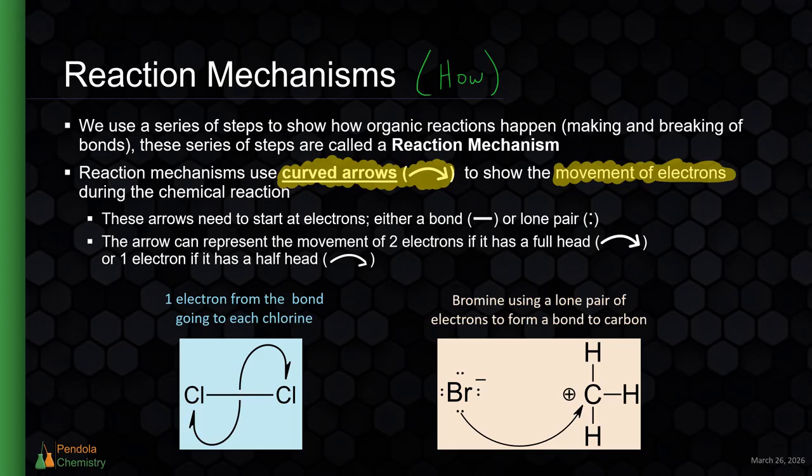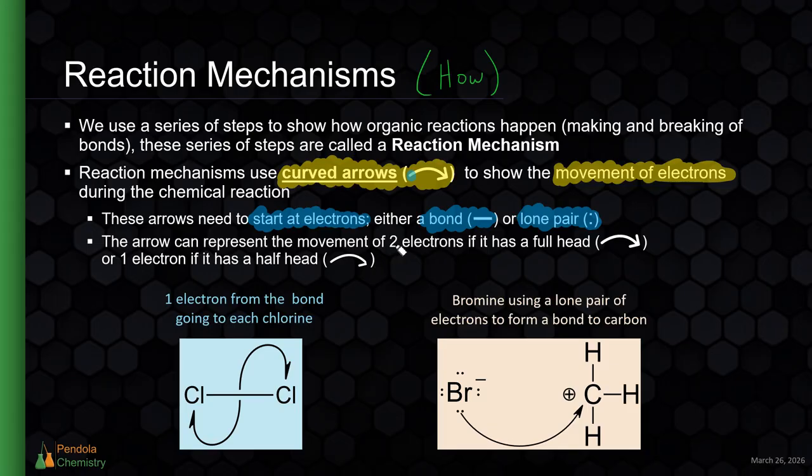Now, there's 2 important points whenever we're drawing a reaction mechanism. The curved arrows always need to start at electrons. That's going to mean that they're either going to start at a bond, so a line or a double bond or a triple bond, or a lone pair of electrons, because they show the movement of electrons. So the tail of the arrow, tail being the beginning part, needs to start at electrons, either a lone pair or in a bond.